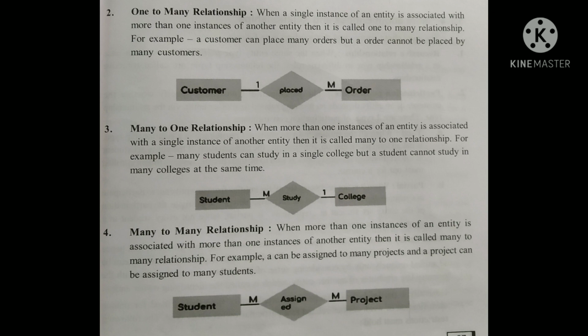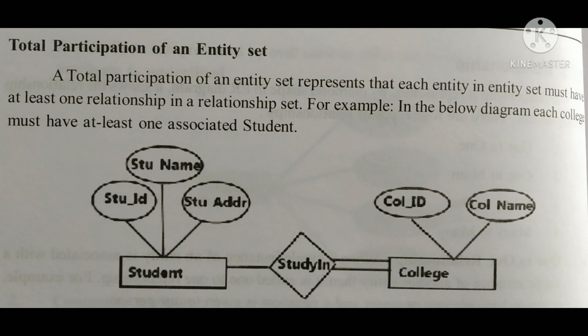For example, a student can be assigned to many projects and a project can be assigned to many students. That is the student many assigned to many project. This is the final one, that is the many to many.